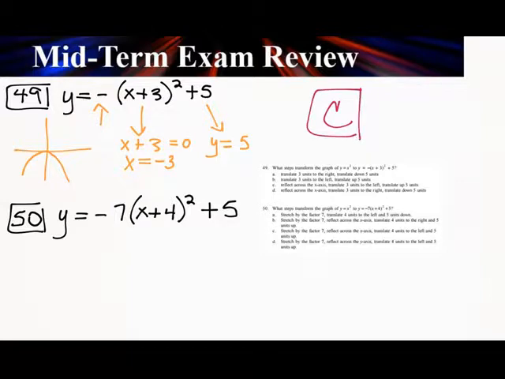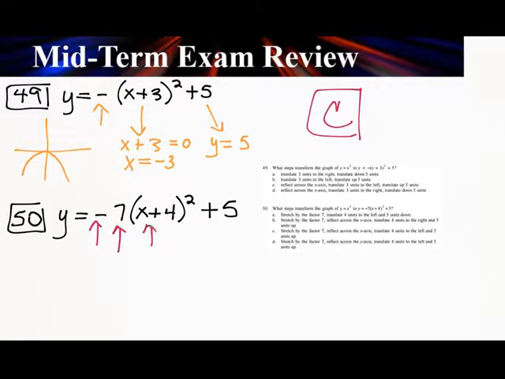Okay, now for 50, we're going to talk a little bit about something we've mentioned in class. If you get one of these, just remember that when the parabola is skinnier or wider, we call it a stretch. Okay, so again, reflect across the x-axis. This is the number that makes it skinnier, which is called the stretch.